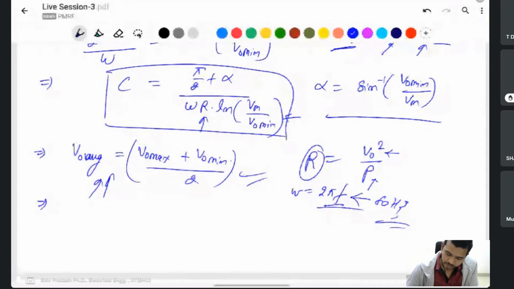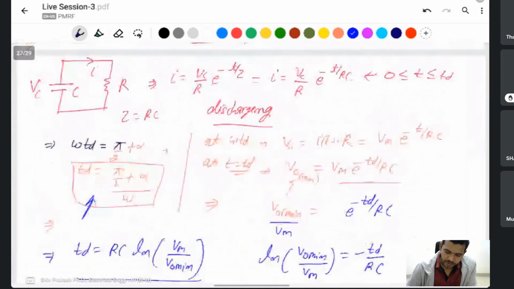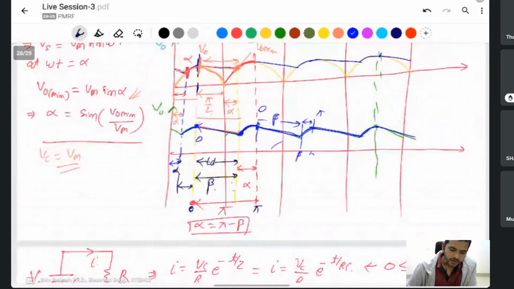If you can do this calculation, everyone can do this. But it has asked for RMS current, average diode current. A lot of questions are there in that problem. What is the RMS value? The RMS value is calculated for this one and this one.